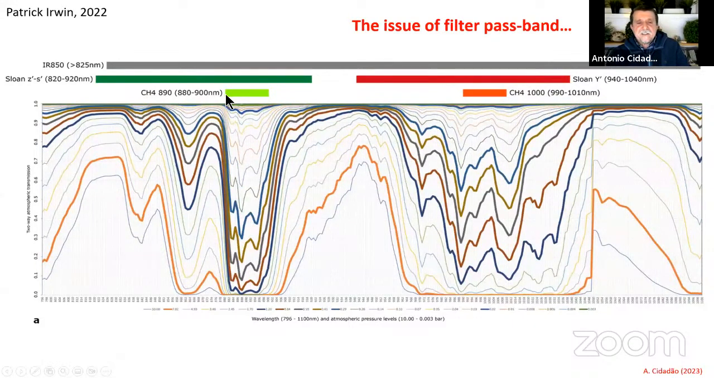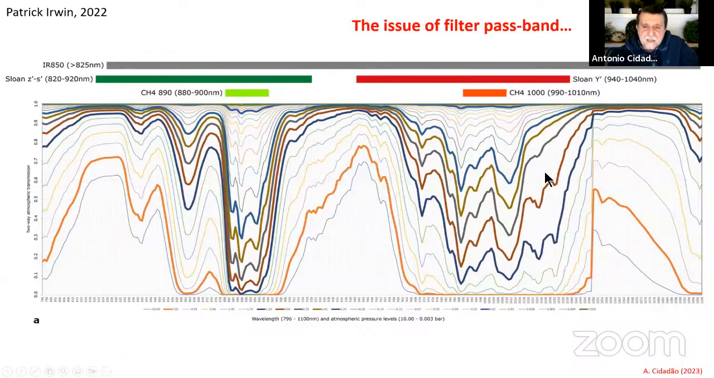It is not an infinitely small passband. Even if it is 20 nanometers, it is an extended passband, and so the absorption, as represented by this data that was kindly provided by Patrick Erwin, is shown to vary not only at various levels of the atmosphere, but also along the spectrum.